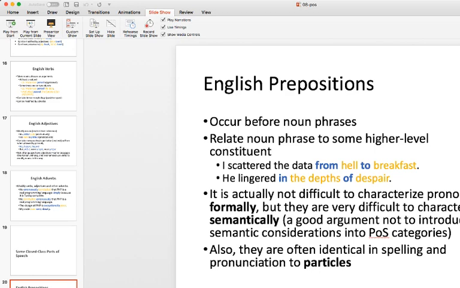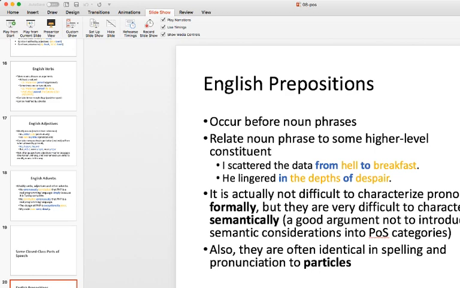Or I'm stressed out because school. Anybody heard this? So because in those contexts it's functioning as a preposition. And prepositions are generally easier to introduce than other closed class parts of speech. But anyway, basically they occur before noun phrases. And they relate the noun phrase to some higher level constituent, like another noun phrase or a verb phrase.